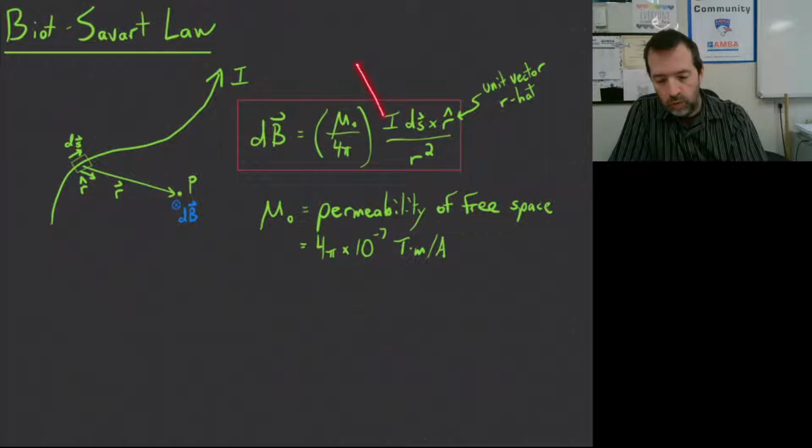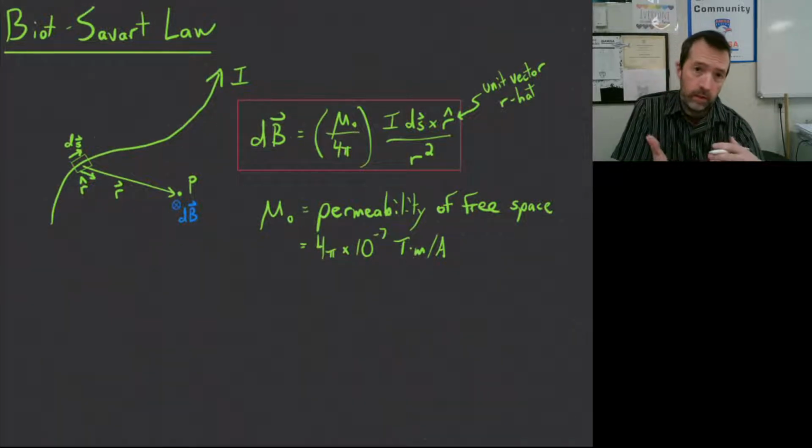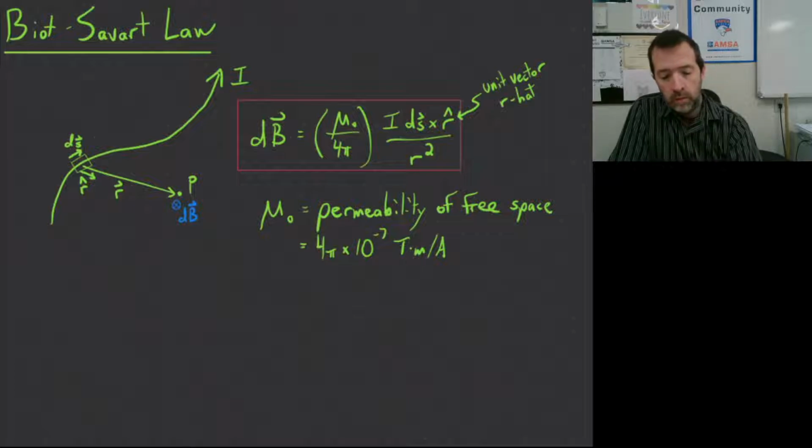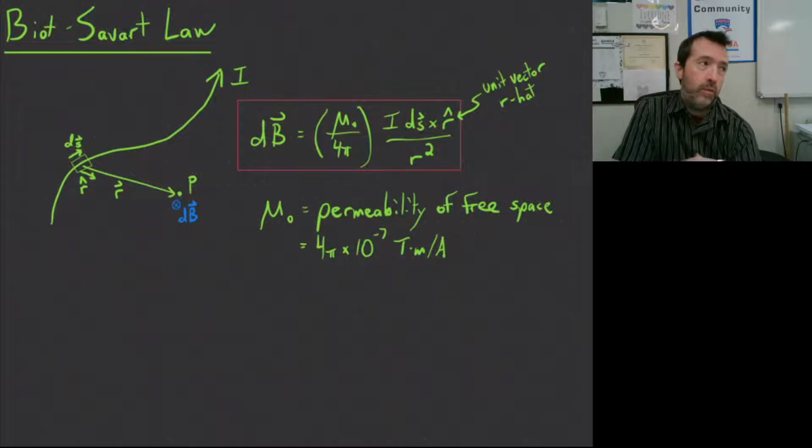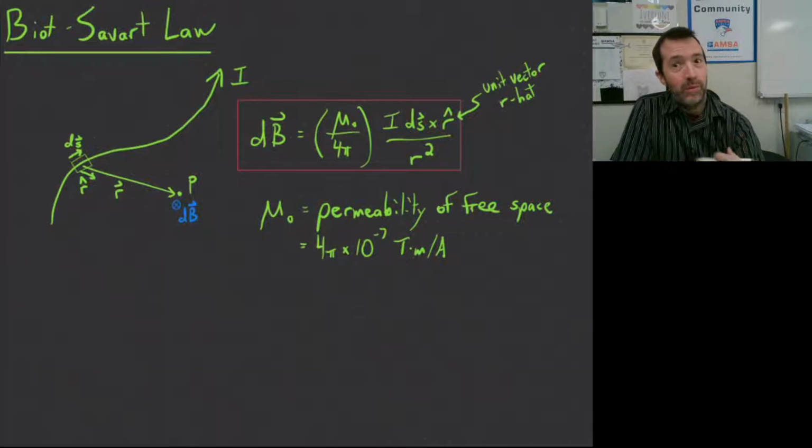The source of the field is the current instead of a charge, but that's in the numerator. But let's talk about the parts here. So there's constants in the front, mu naught over 4 pi. Mu naught is the universe's fundamental magnetic constant. The name of it is the permeability of free space, which probably reminds you of the permittivity of free space, which was the electric constant.